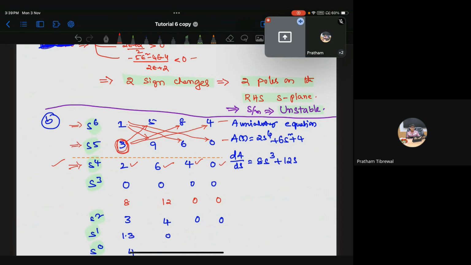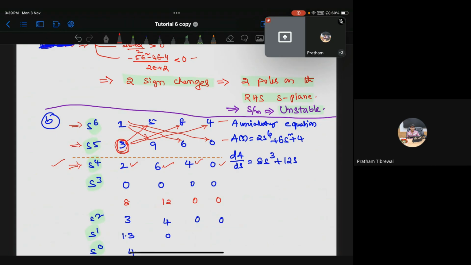Is this clear? Any doubt in this? Sir, that 6 would be 4, no? That 8 times 3 is 24, fine, minus 6. Yes, 24 minus 6. Okay, clear?